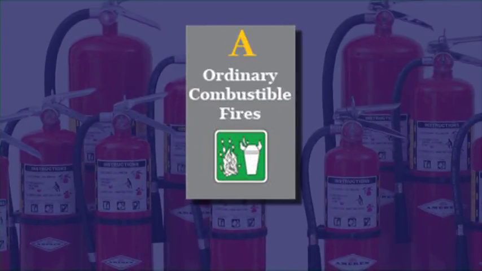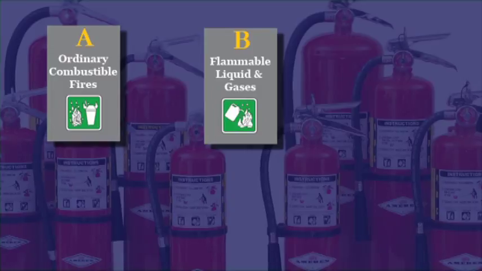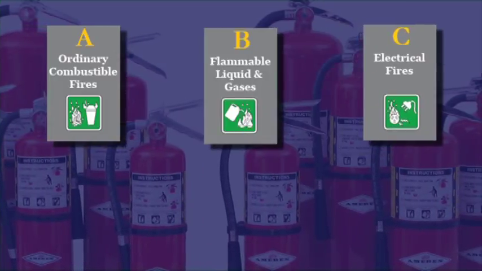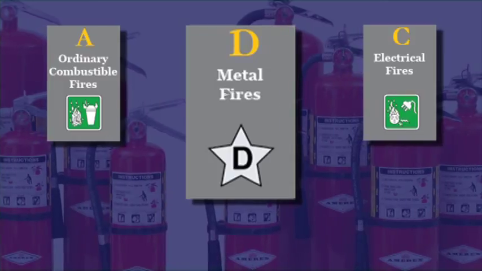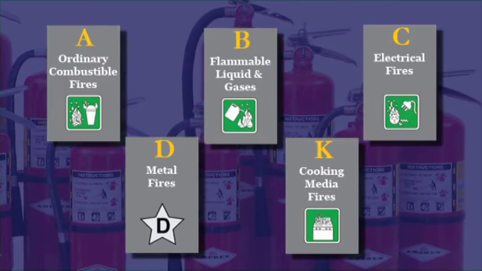A is for ordinary combustible fires or flames. B, these involve any kind of flammable liquid and/or gases. C, electrical fires. D, fires involving any sorts of metals. And K, cooking appliances that involve a cooking media like grease.